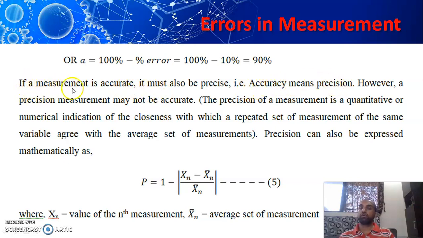If a measurement is accurate, it must also be precise. However, a precise measurement may not be accurate. So they are interrelated to each other. So an accurate measurement should also be precise. But however, a precise measurement may not be accurate. That is very important. So how to calculate the precision? Precision also we calculate using this formula. P is equal to 1 minus mod of xn minus xn bar upon xn bar, where xn is the value of the nth measurement or nth reading, and xn bar is the average of the set of measurements.